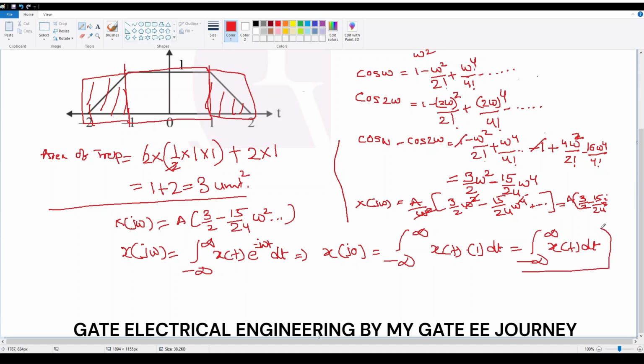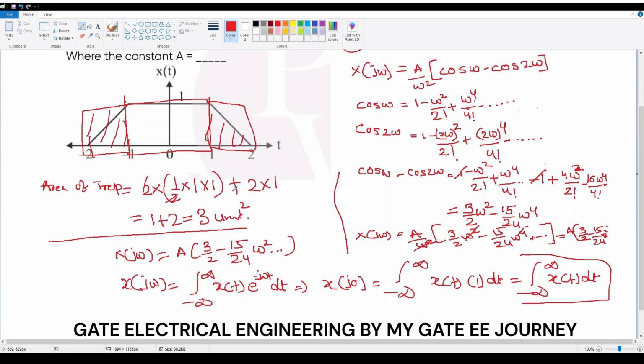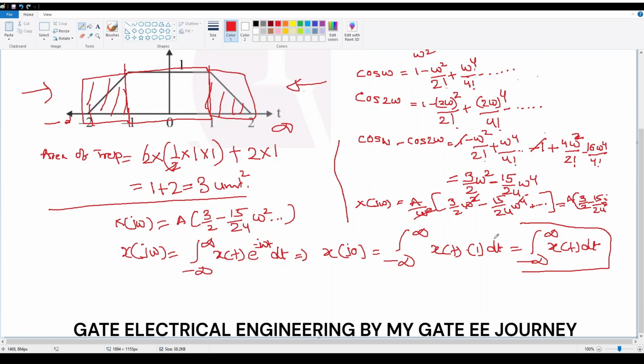We know this is nothing but integrating from minus infinity to infinity, from here to here. This is nothing but the trapezoidal waveform area. So the area of the trapezoidal, how much? This is nothing but 3. Already we calculated it here.